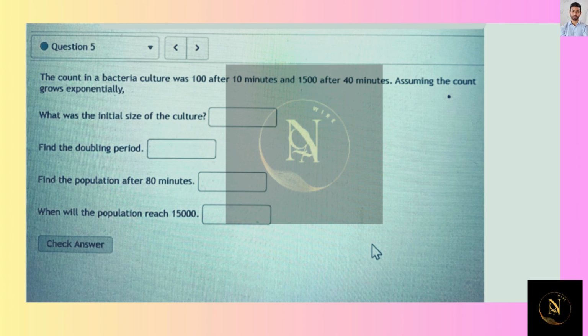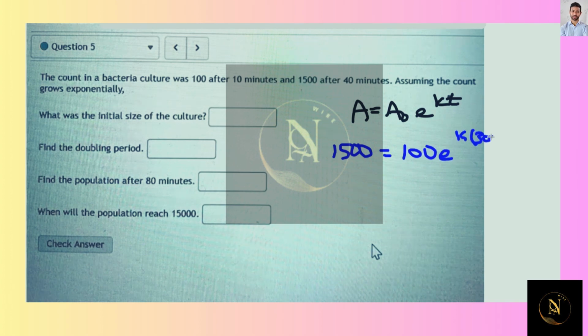The count in a bacteria culture was 100 after 10 minutes and 1500 after 40 minutes. If it grows exponentially, let's use the exponential growth model A equals A sub 0 e to the kt. So we had a final amount, or a reading of 1500, when we know it started with 100, and it took from 10 to 40 minutes, or 30 minutes, to go from 100 to 1500. We can find this constant.